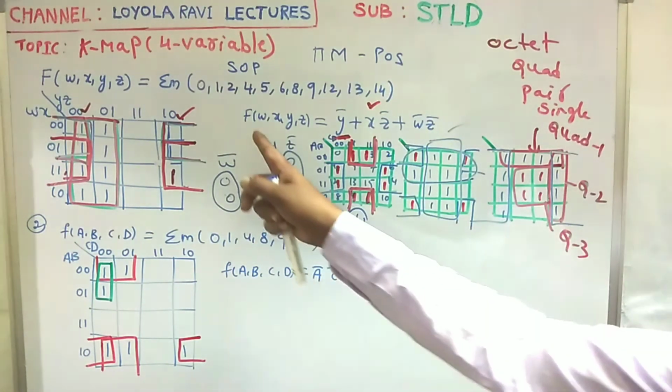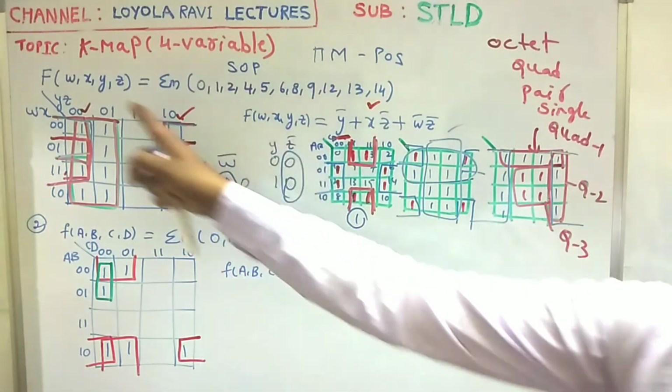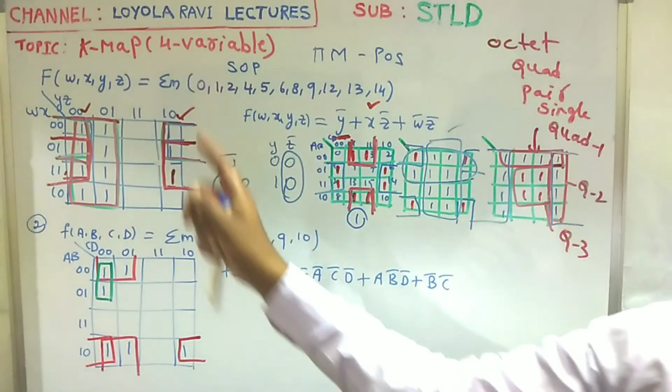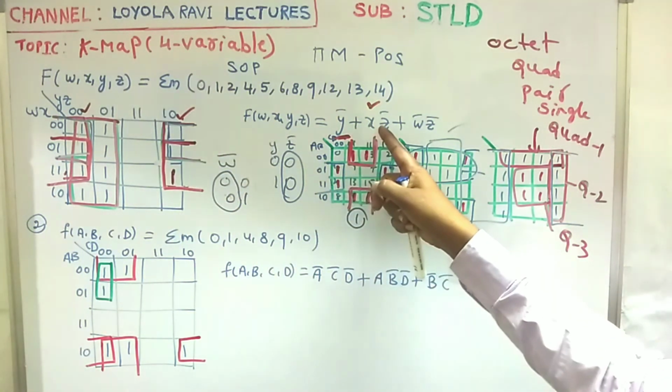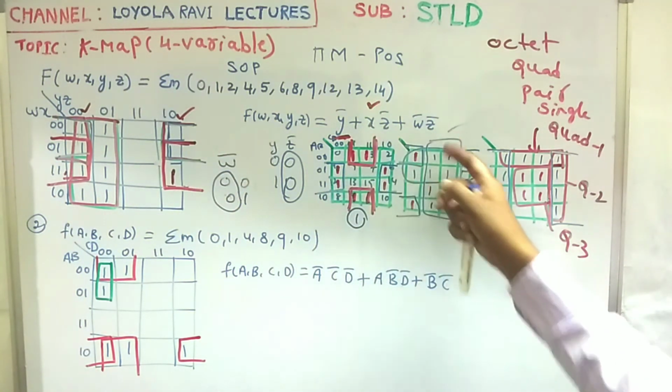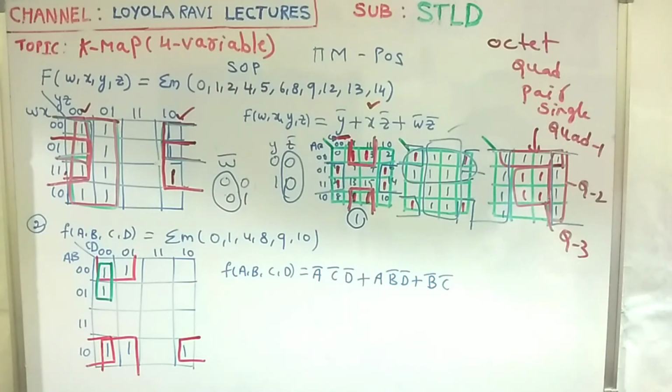So finally, f of w, x, y, z is equal to y bar plus x z bar plus w bar z bar. Like that we have to simplify using K-map. If you want, you may use other Boolean laws also, but it will take more time.